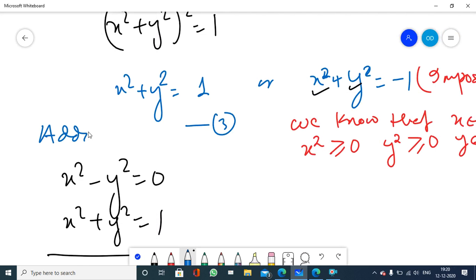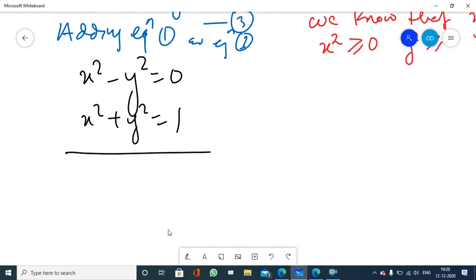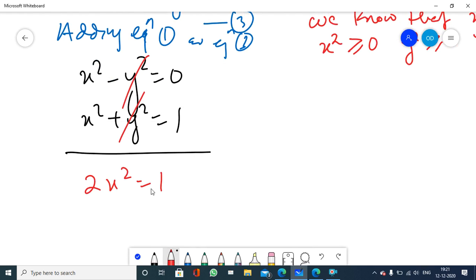Adding equation 1 and equation 3, what happens? The plus y square and minus y square cancel out. Then I get 2x square is equal to 1. Then what is x square? 1 by 2.